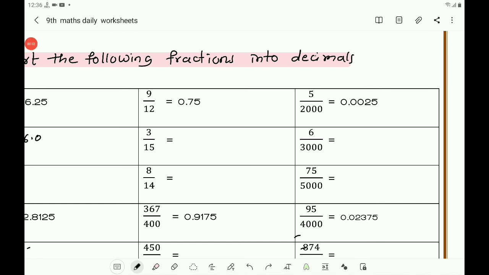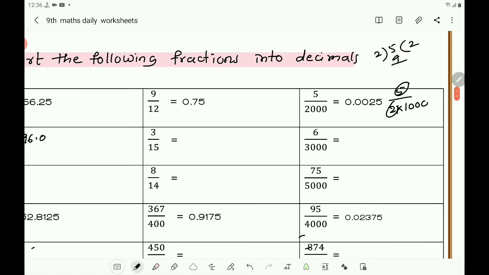So you can make it 5 by 2000, or otherwise directly here. You know that 5 by 2000 is 5 by 2 into 1000. Divide 5 by 2. If 5 is divided by 2, you will get 2, 2 2s are 4, 1, put 0 and take decimal point here. 2 5s are 10, you will get 2.5.